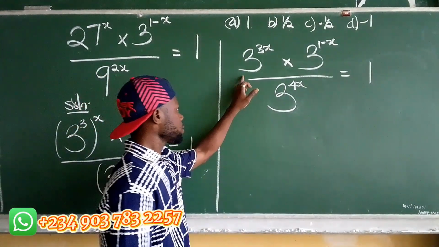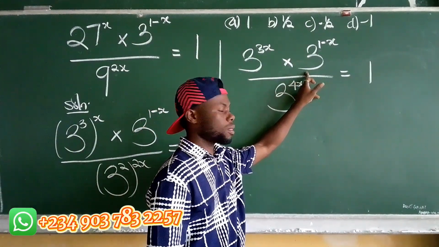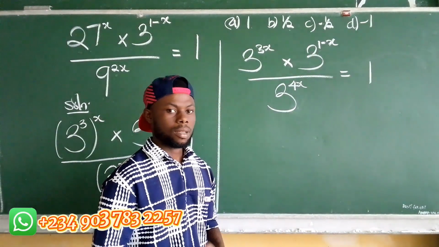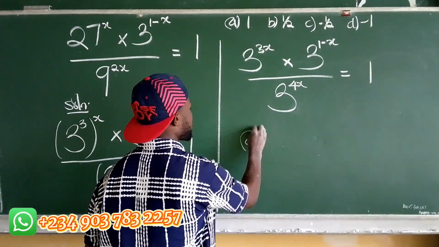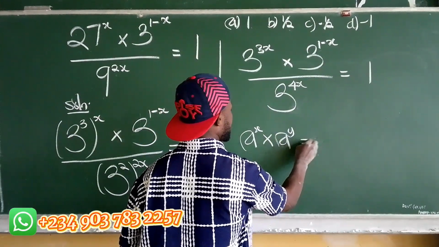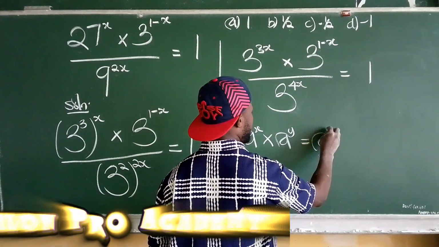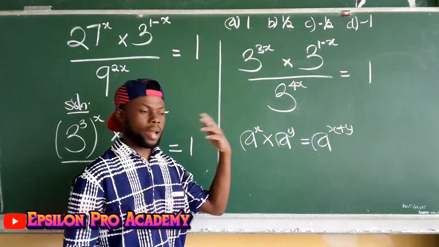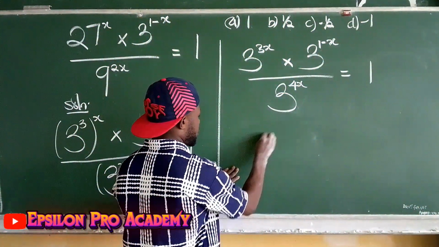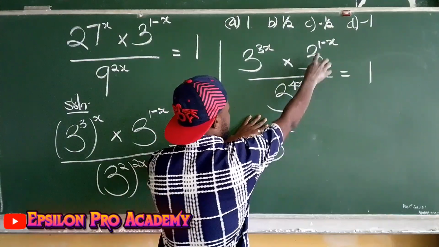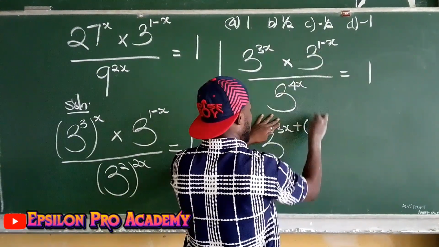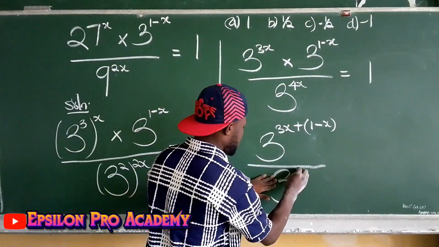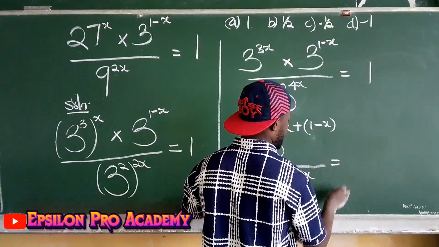The numerator is 3 raised to the power of 3x times 3 raised to the power of 1 minus x. Let's apply the multiplication law of indices. The law states that if we have a raised to the power of x times a raised to the power of y, the result is a raised to the power of x plus y. This is basically what we have in the numerator. So let us apply this rule. That will become 3 raised to the power of 3x plus 1 minus x, all divided by 3 raised to the power of 4x, which is equal to 1.